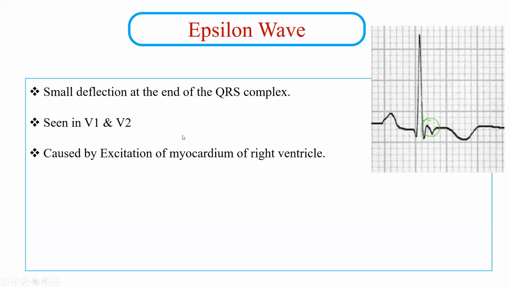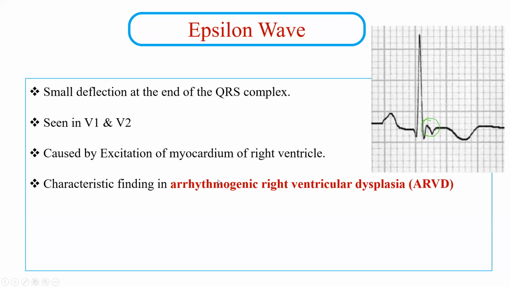If you see an Epsilon wave, it is very characteristic and is the most specific finding for a disease called arrhythmogenic right ventricular dysplasia. In this disease, the ARVD, the myocardium of the right ventricle is replaced by fat. When it's infiltrated with fat, you will have viable myocytes floating inside this fat, and when the electricity is delayed in reaching these cells, once they are excited, they will show as an Epsilon wave. This is really very, very characteristic for this disorder.